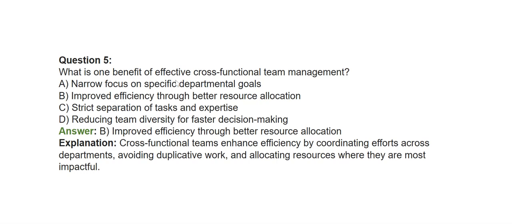So it is improvement. So with effective cross-functional team management, definitely one of the most important benefits and outcomes we are looking for is the improvement. So improved efficiency through better resource allocation. So B is the answer. Cross-functional teams enhance efficiency by coordinating efforts across departments, avoiding duplicate work, and allocating resources where they are most impactful.